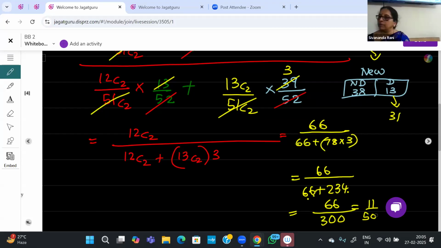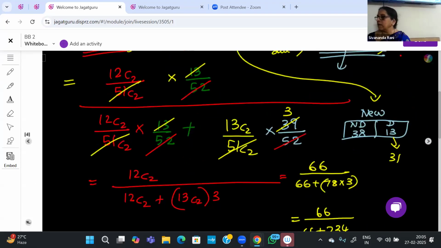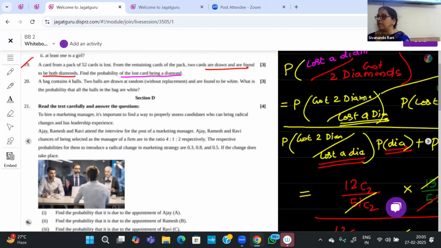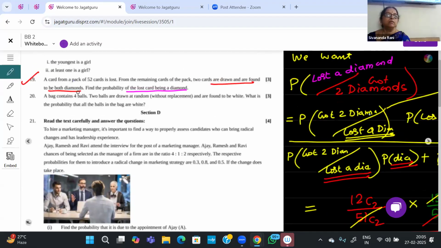Hope you're comfortable with the calculations. I think you have reached a stage where you can intuitively find out whether it is a mere conditional probability or Bayes theorem is called for. So you have to distinguish between those situations.